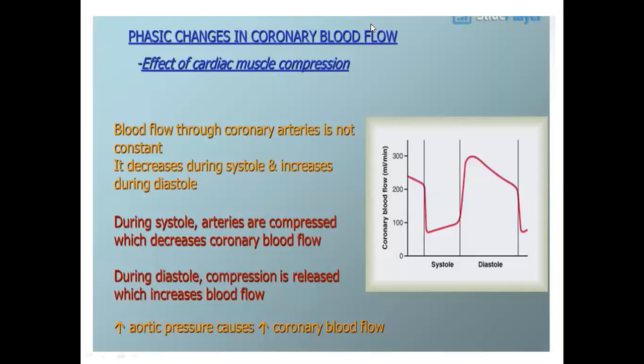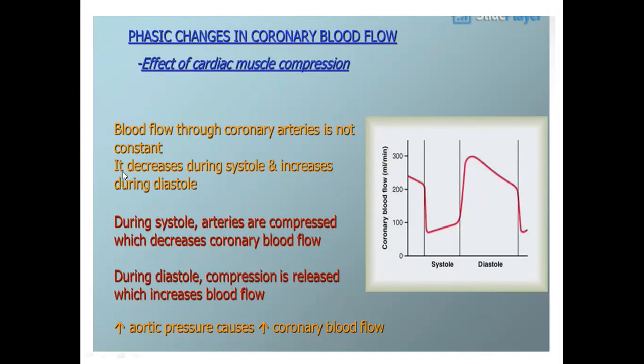Now, the coronary blood flow happens in different phases. There are different phasic changes of coronary blood flow, depending on the compression of the cardiac muscles. Now, the muscles of the heart are the cardiac muscles. What happens is that when blood flows through the coronary arteries, the blood flow is not constant. There's a time where there's an increase in blood flow through the coronary artery, and there's a time where there's a decrease in blood flow through the coronary artery. But what determines that is the compression or the contraction of the coronary vessels.